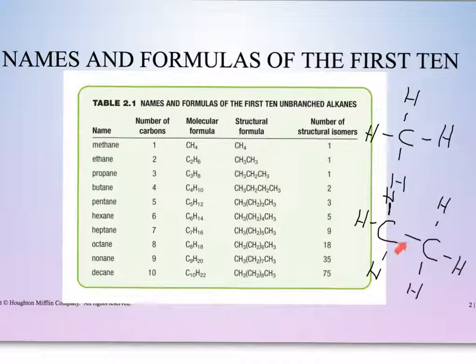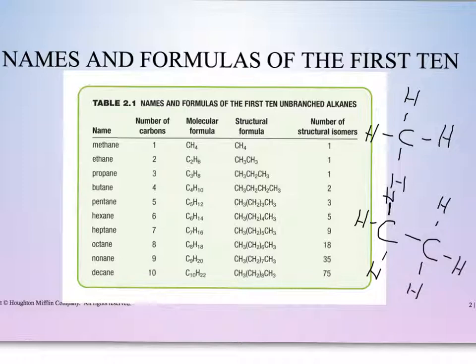When I'm looking at whether I have double, single, or triple bonds, I'm looking at the bonds between the carbons. The hydrogens will always have single bonds only. So I have a single bond here that gives me an ANE ending. I have 2 carbons. The prefix for 2 carbons is eth, so this chemical compound would be ethane.